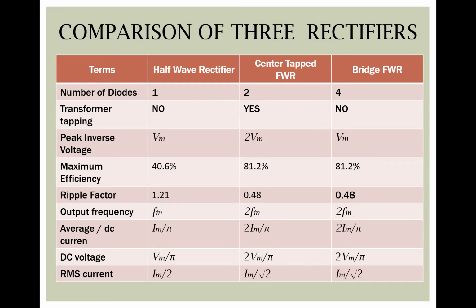Coming to the DC current, the half wave rectifier DC current is IM by pi. For the full wave rectifier and bridge full wave rectifier, it is 2 IM by pi. Coming to the DC voltage, the DC voltage of the half wave rectifier is less than that of the full wave rectifier and bridge rectifier, which are the same. Next, coming to the RMS current, IM by 2 is the RMS current of the half wave rectifier when compared to the center tap and bridge rectifier.